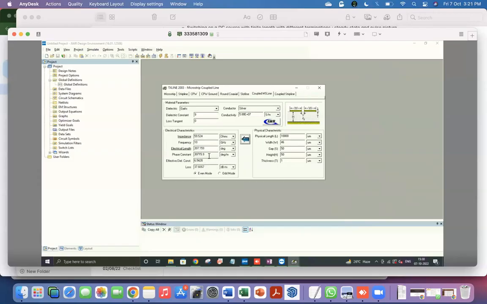So if you look at this phase constant here, it's giving some, let me give it some better, like 780 degrees per inch. If I now go to the odd mode, it is 708 degrees per inch. Just because the phase velocities are different.